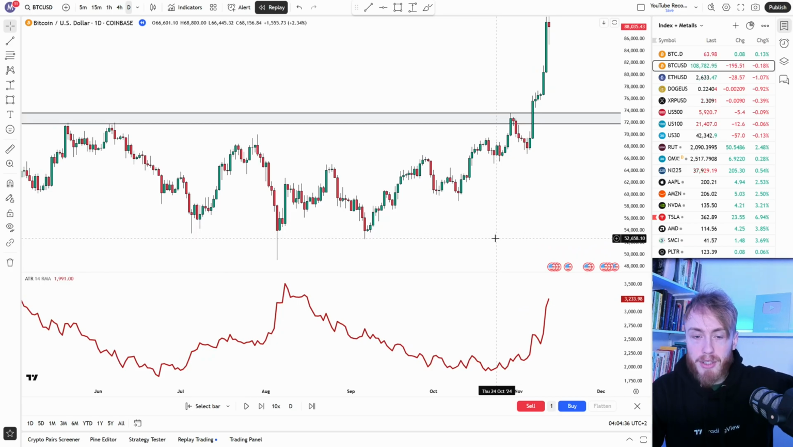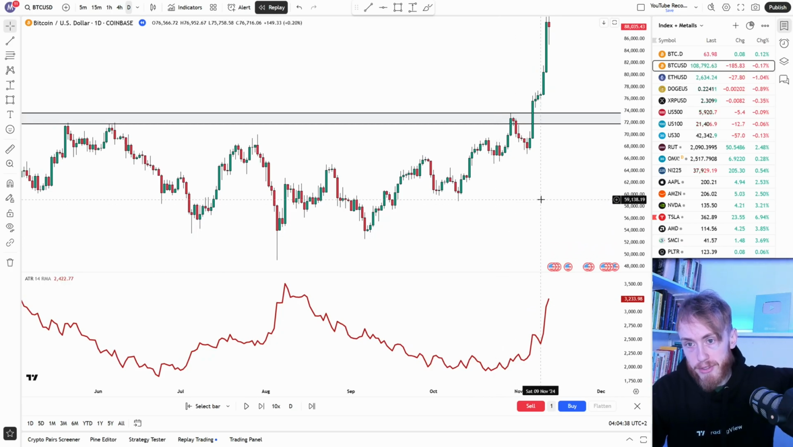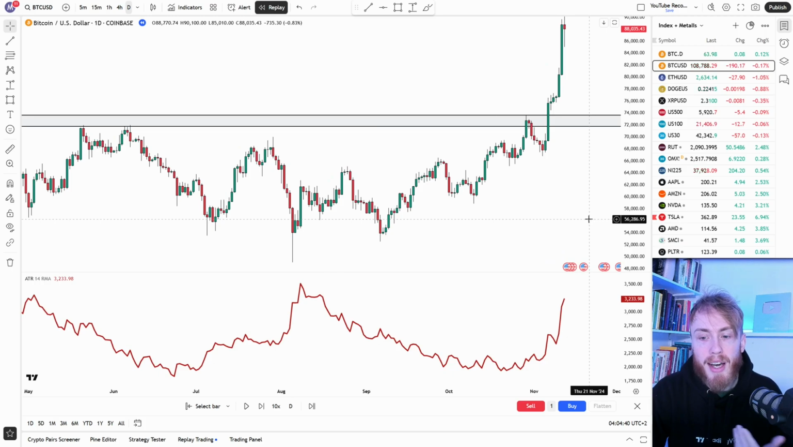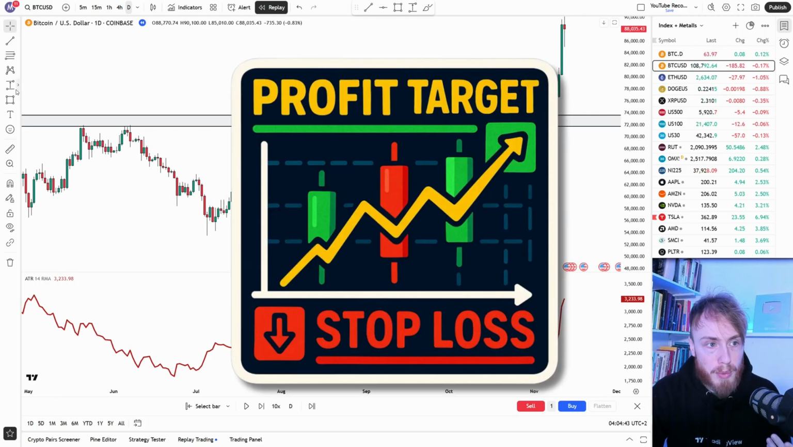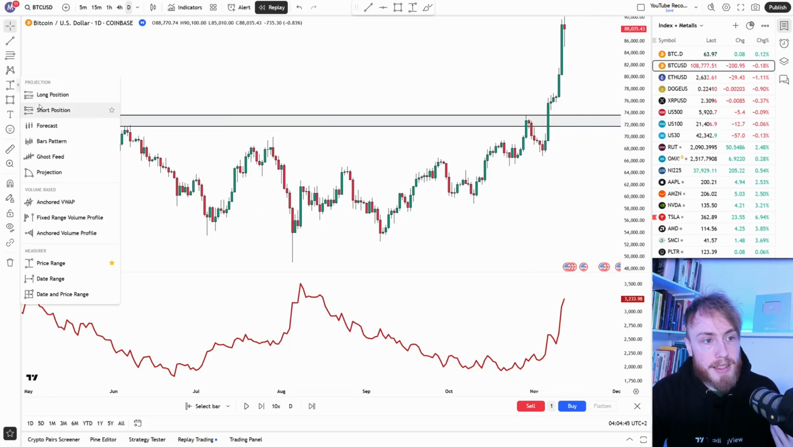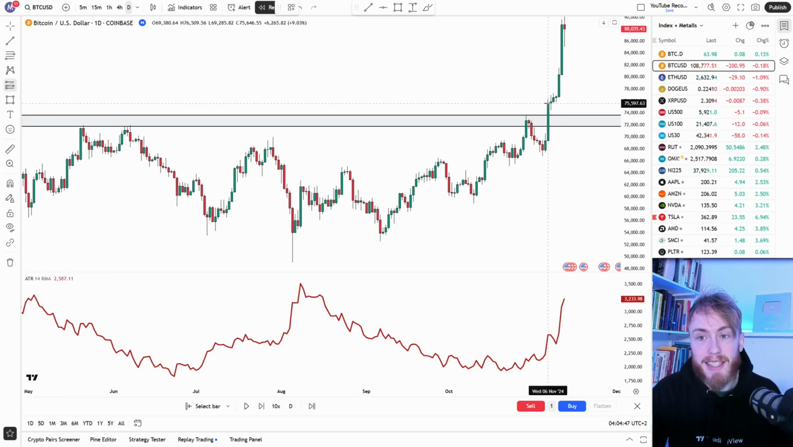But now you know that you can use a multiple of the ATR to find these key breakouts, but how can we use it for our stop loss and profit target? Well, let's use our long position. Let's say that we identified this breakout, we used the ATR, maybe we used another indicator like volume as well.